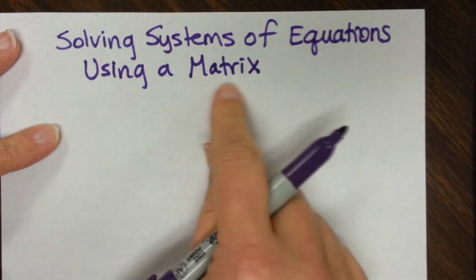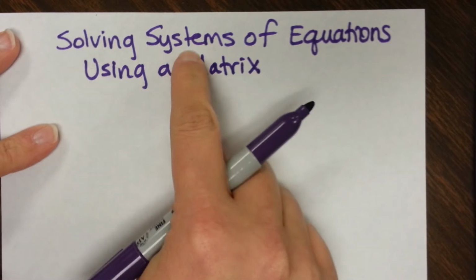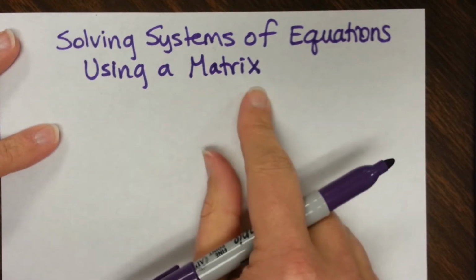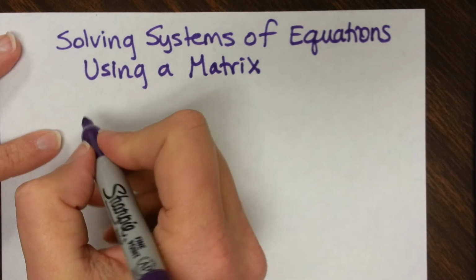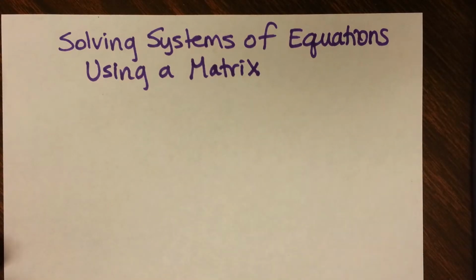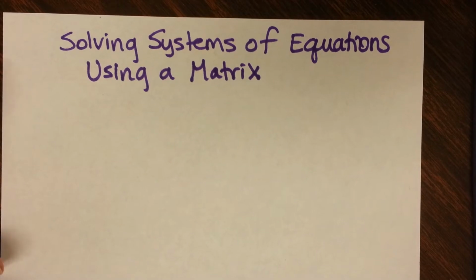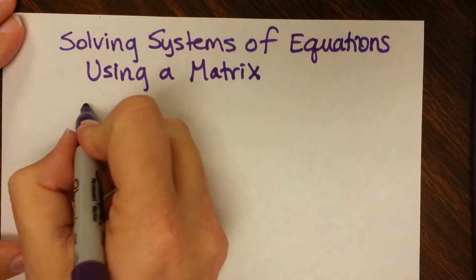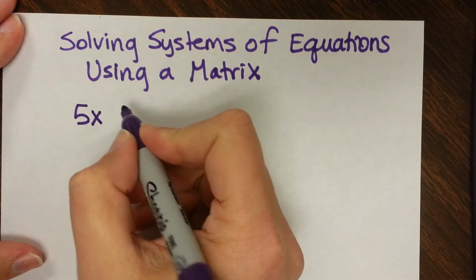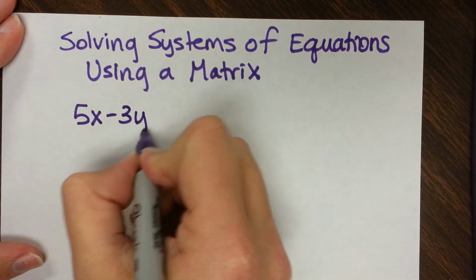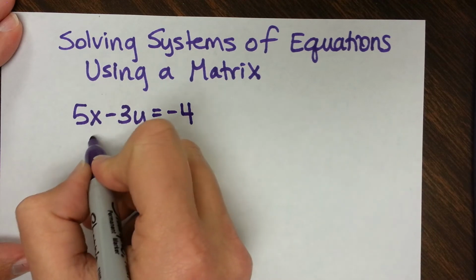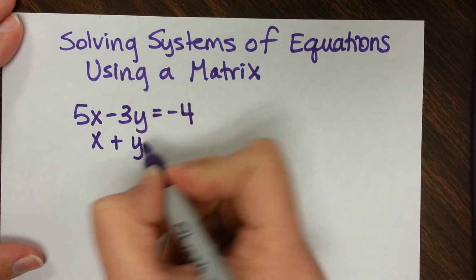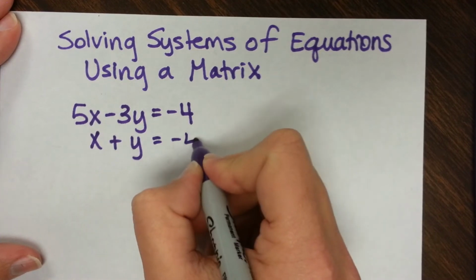So first we kind of have to know what a matrix is. I'm going to write down a system that we're going to use, and I'll show you how we build a matrix and then show you a little bit of information about it. The first system that we're going to look at is 5x minus 3y equals negative 4, and x plus y equals negative 4.